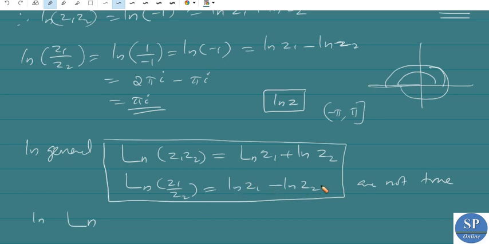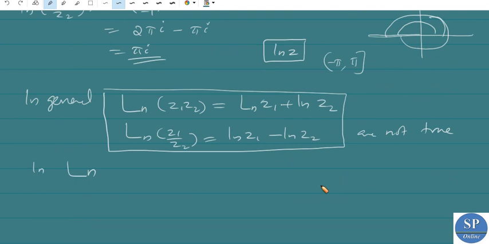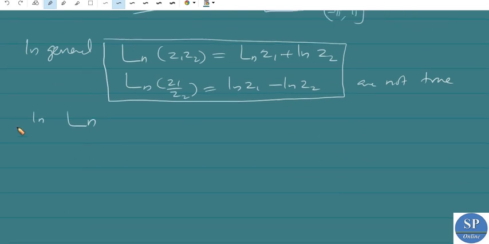Okay, now analyticity of ln z. What we are going to discuss now is how to check whether this function is analytic. Suppose we have the function f of z is equal to ln of z, the principal value of the logarithmic function. So we are going to discuss its analyticity.